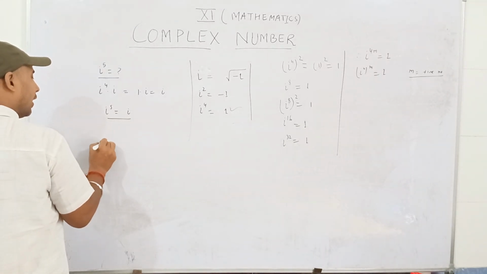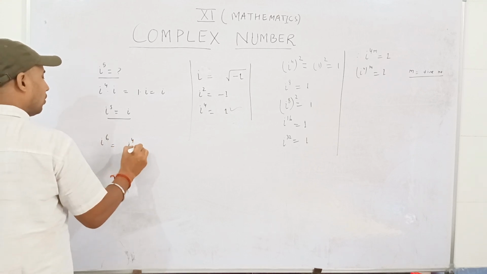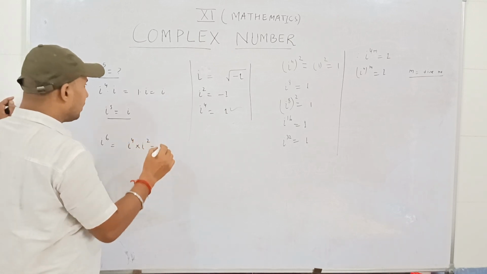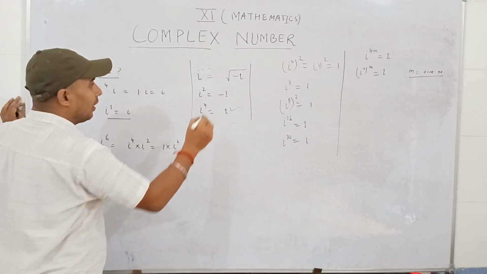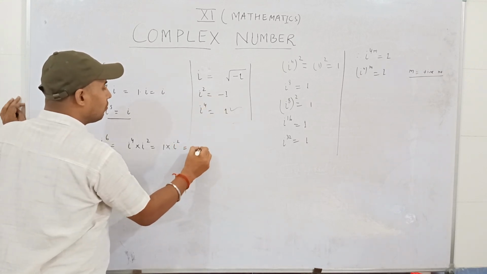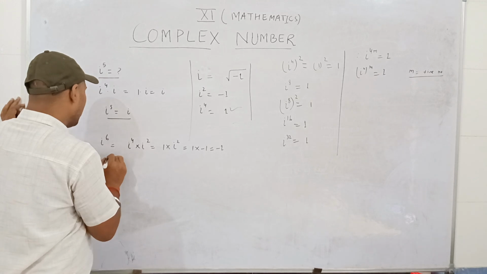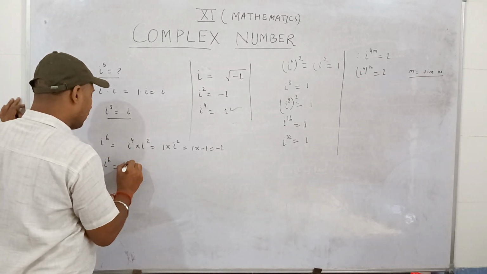Again i to the power 6, we can see i to the power 4 into i to the power 2. I to the power 4 is 1 into i square. I square is minus 1. 1 into minus 1, that is, minus 1. I to the power 6 is minus 1.